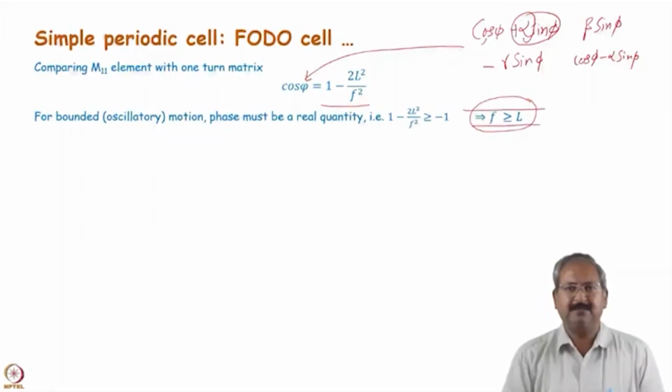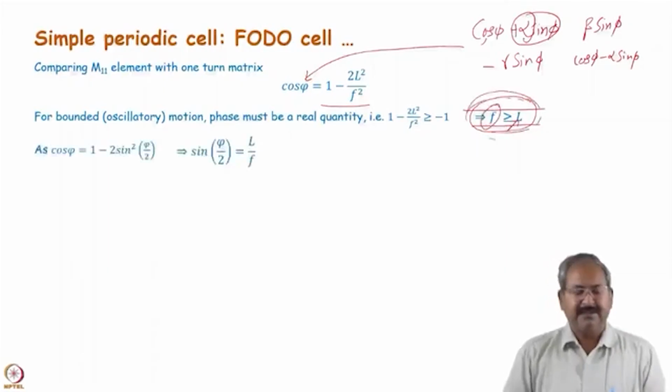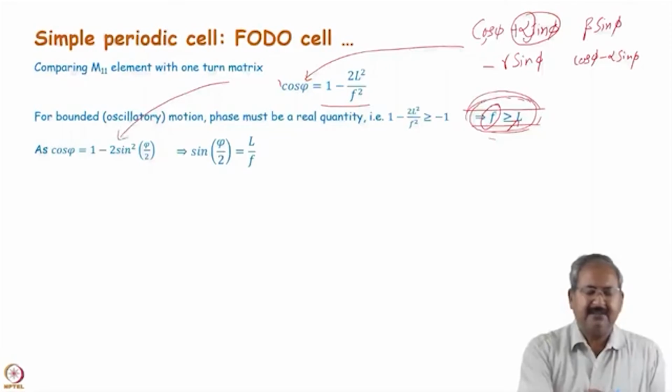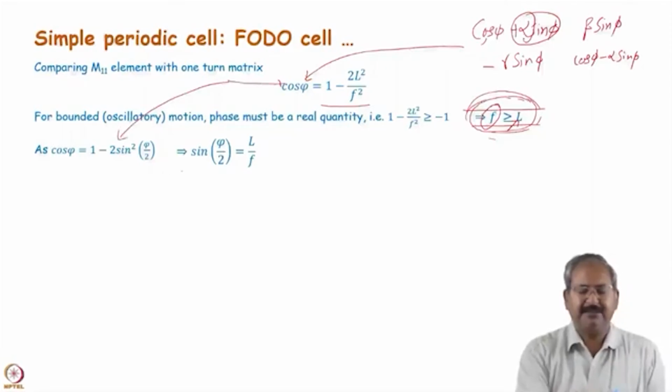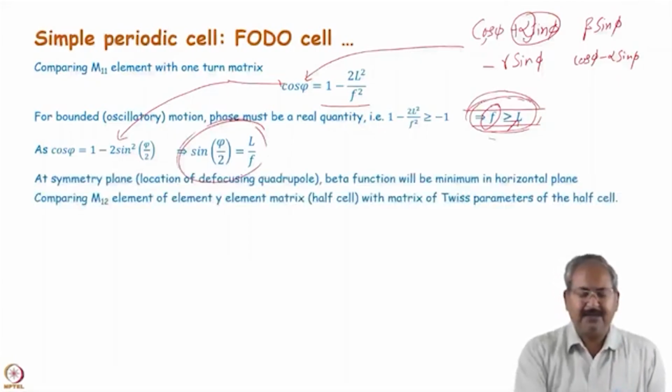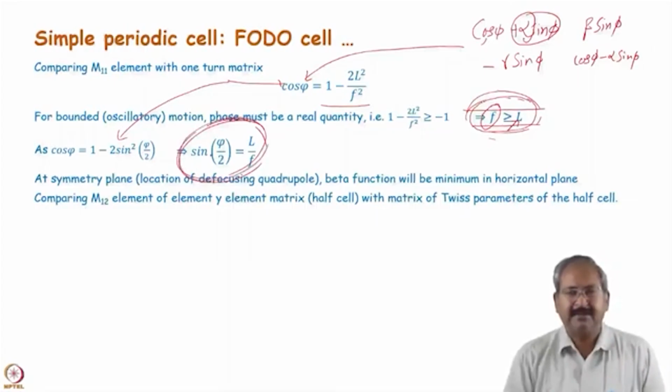Meaning the chosen quadrupole should have a focal length greater than the length of the drift space between the two quadrupoles. Now as cos phi is 1 minus 2 sine square phi by 2, so sine phi by 2 is L by F. Why are we doing this kind of calculation here from cos phi to sine phi by 2? Because sine phi by 2 will give the phase advance of the half cell, and at the mirror symmetry we have seen that there will be beta minimum. So by knowing these elements we can obtain the value of beta minimum in this FODO cell.